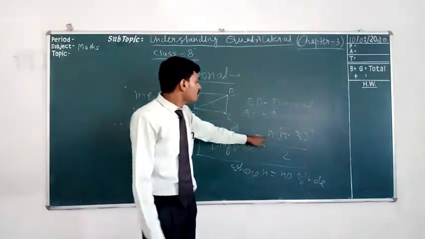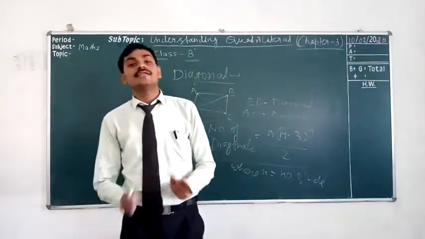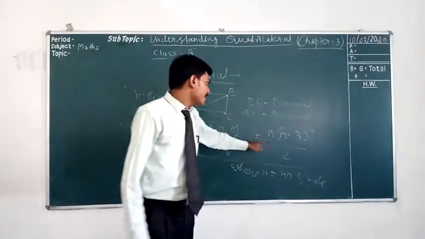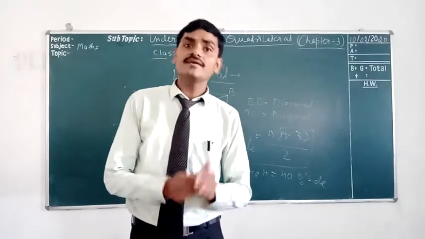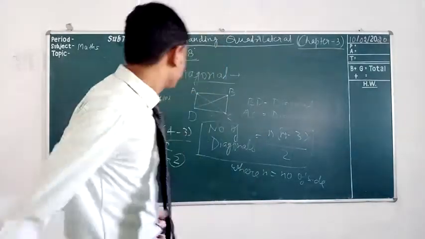Just put the value of n and find the number of diagonals in any polygon: n(n minus 3) upon 2. This is the formula to find the number of diagonals in any polygon.